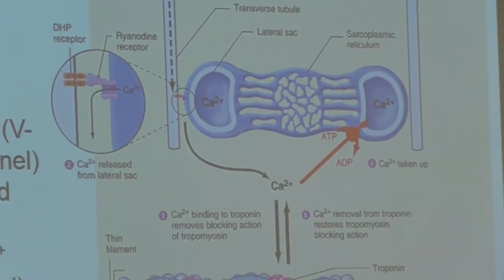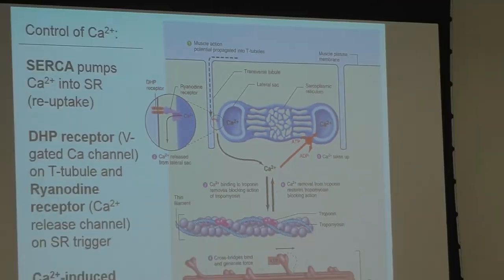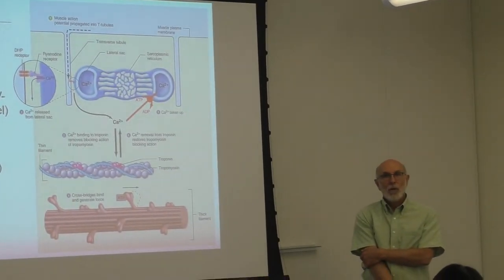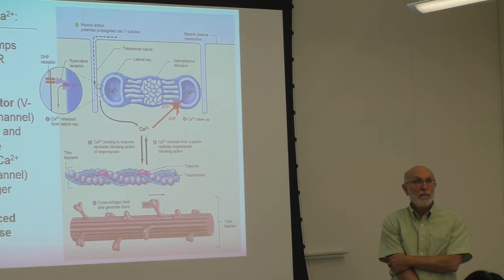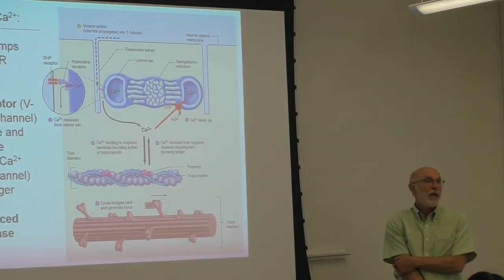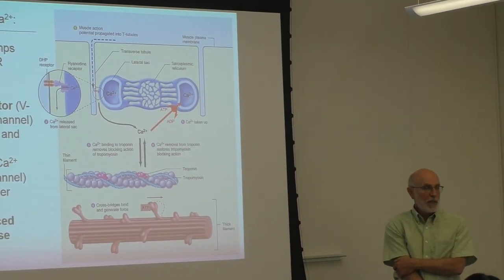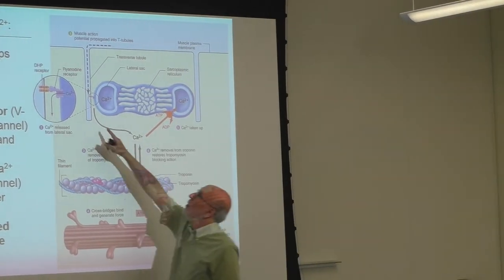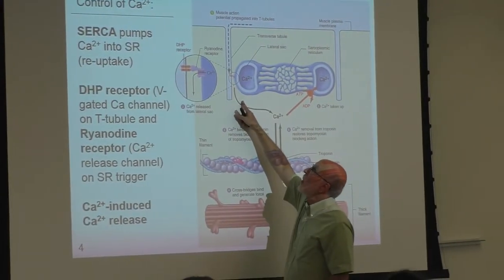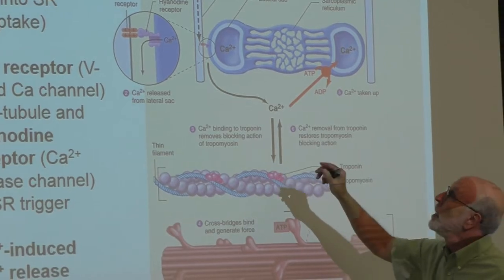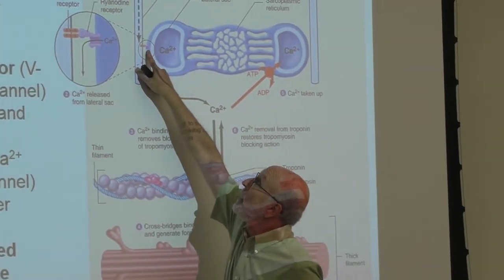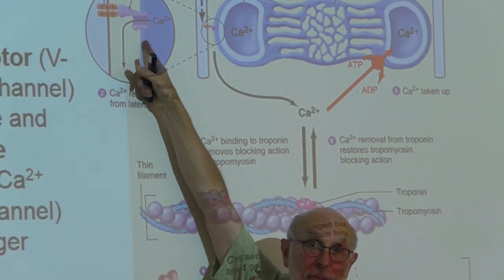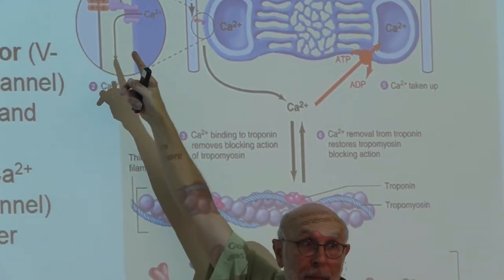You need to know the gradient for calcium. Where is calcium concentration high, and where is calcium concentration low? High outside, low inside. So which way does calcium flow? Flows into the cytosol. Calcium flows into the cytosol and triggers a nearby channel called the calcium release channel to open.